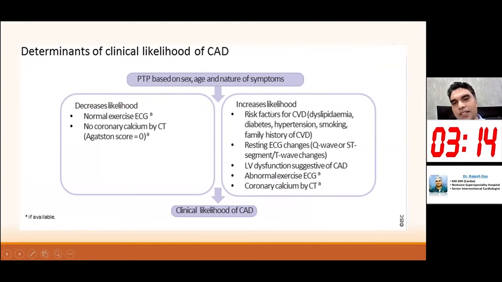pharmacological therapies in this patient. Whereas if there is increased likelihood, like if there is a modifier of pretest probability, like risk factors, dyslipidemia, diabetes, hypertension, smoking, family history of cardiovascular disease, resting ECG changes, LV dysfunction suggestive of CAD, and abnormal exercise ECG or coronary calcium score more than 0, in that scenario, we can carefully judge whether any pharmacological intervention may benefit this category of patient.